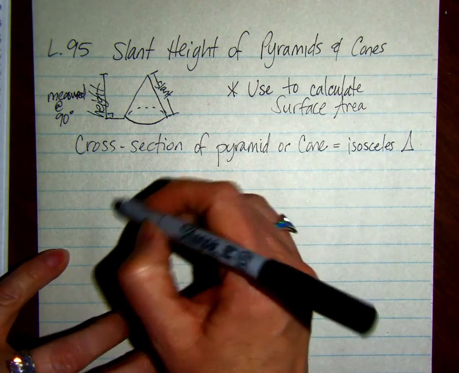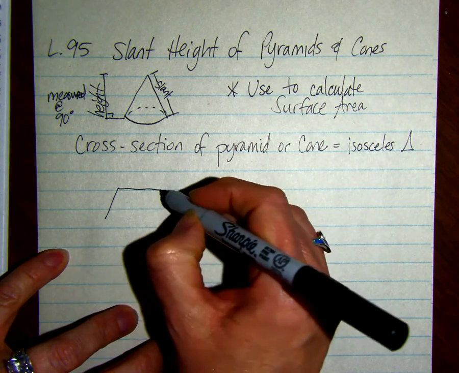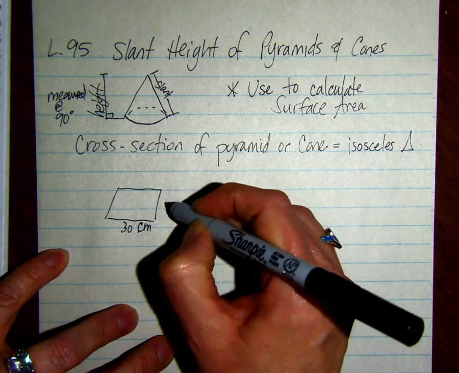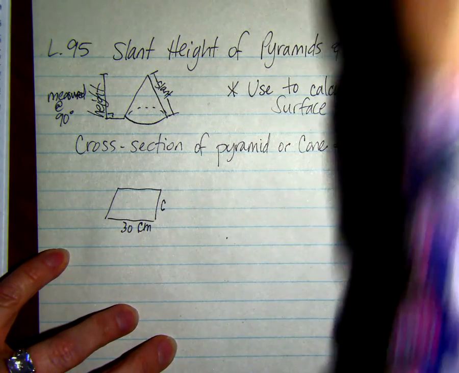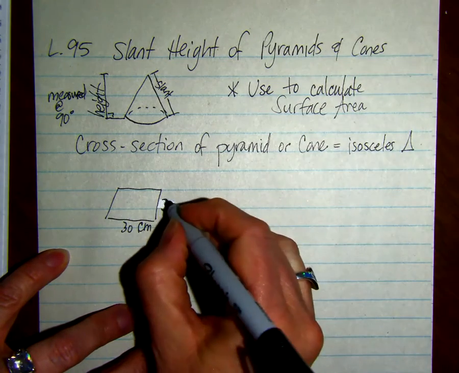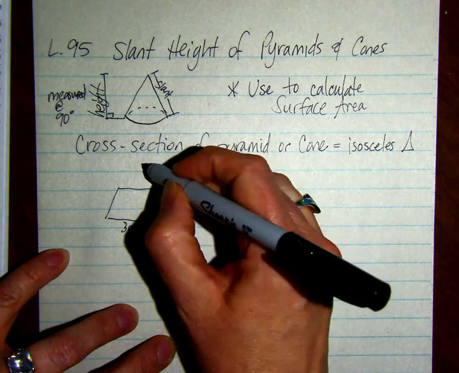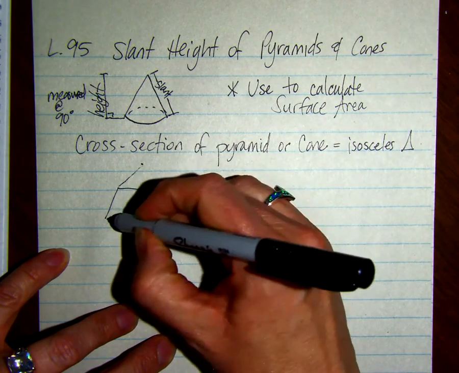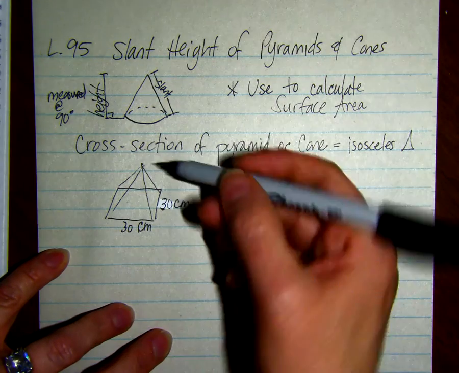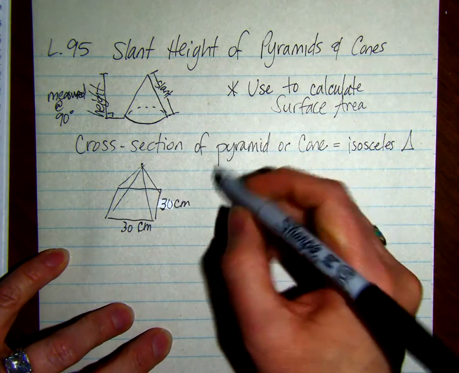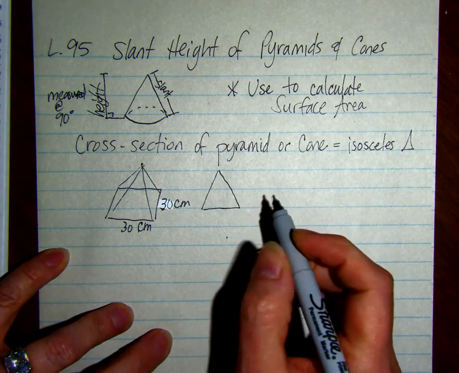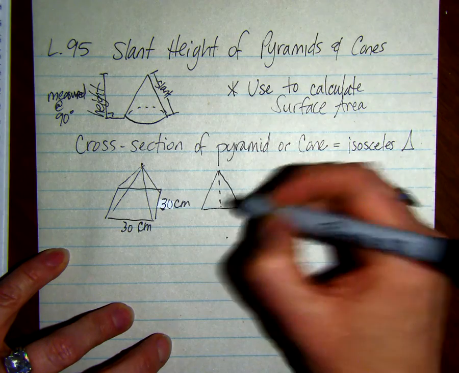So here's an example of a square pyramid that has a base of 30 centimeters. It's a square, so it's 30 by 30. And here's the peak, the apex. So if you were to cut straight through the apex and halfway down through the base, you're going to have an isosceles triangle.